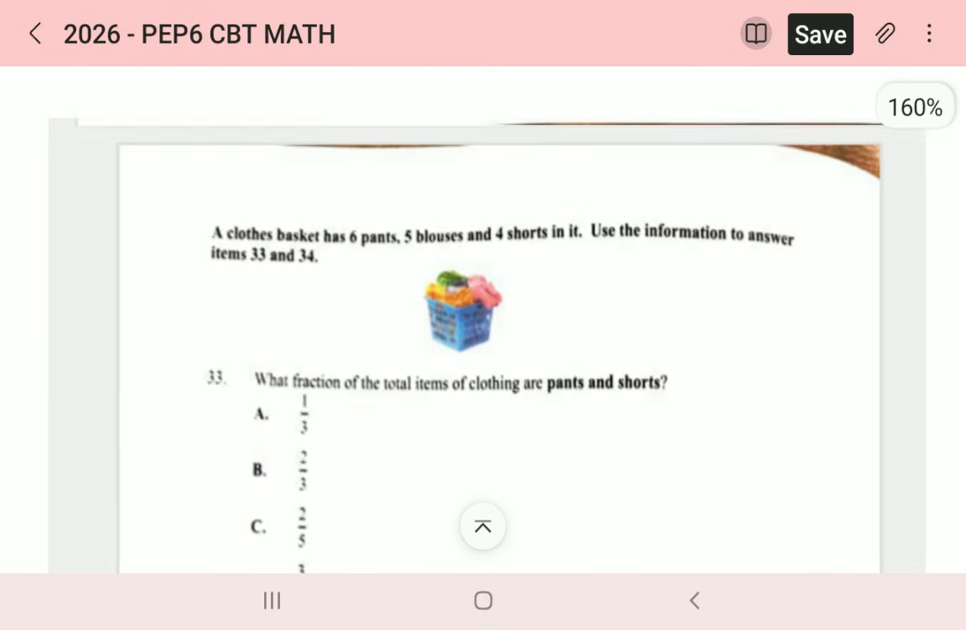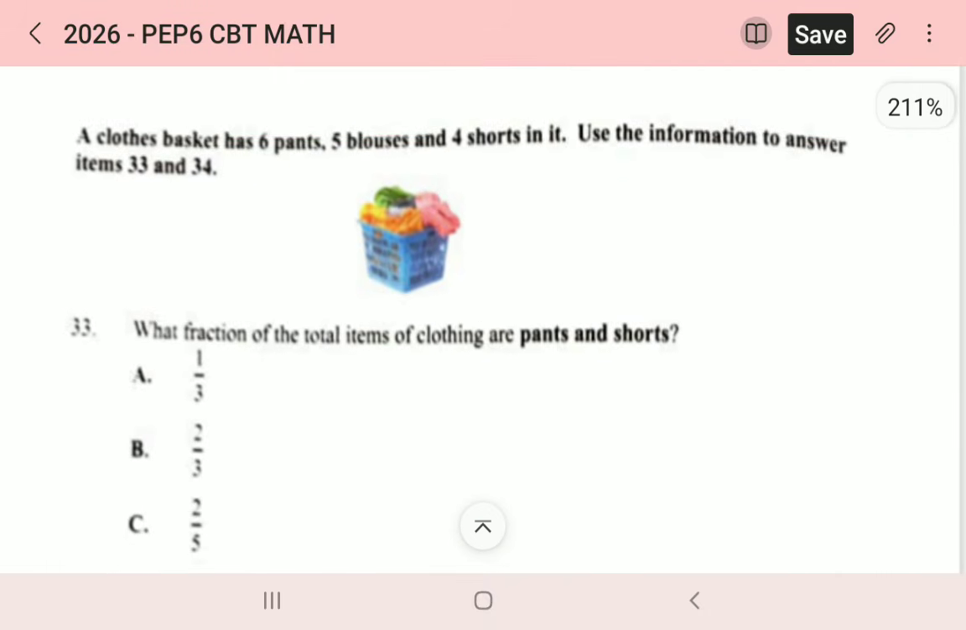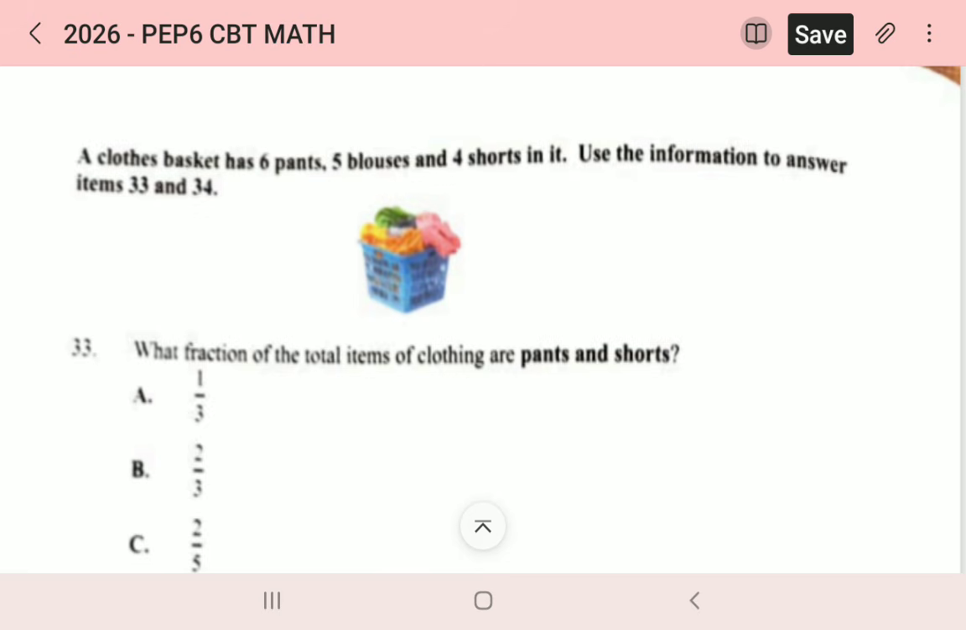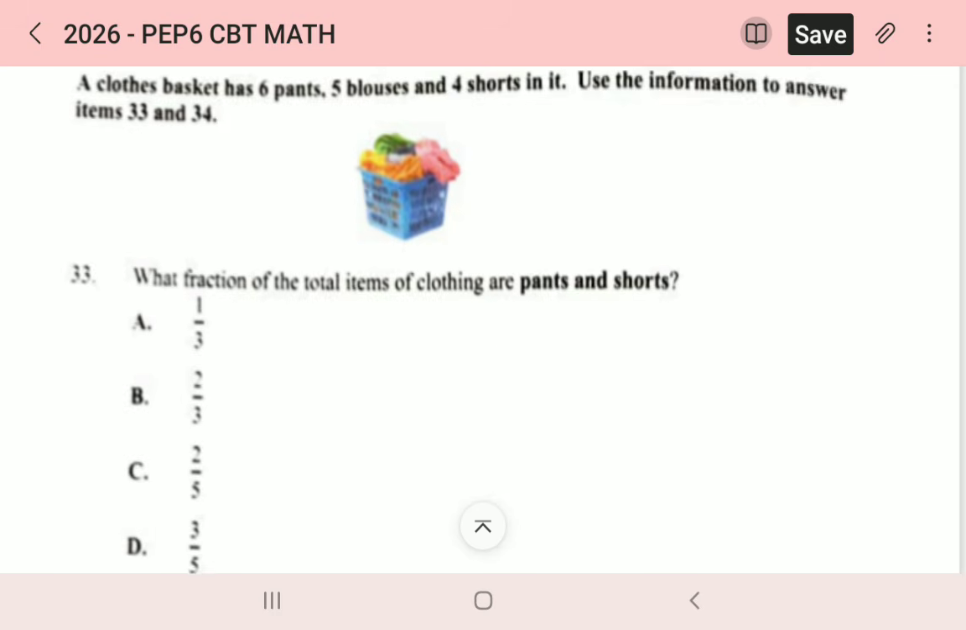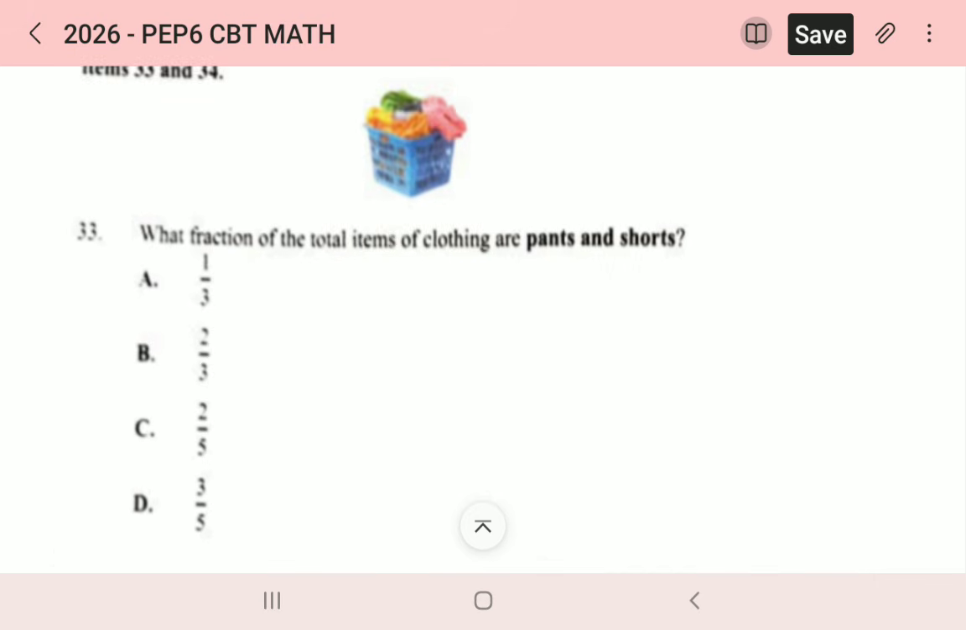Moving on, we've gone halfway through the paper. A closed basket has 6 pants, 5 blouses, and 4 shorts in it. Use the information to answer items 33 and 34. So 6 pants, 5 blouses, 4 shorts. What fraction of the total items of clothing are pants and shorts?